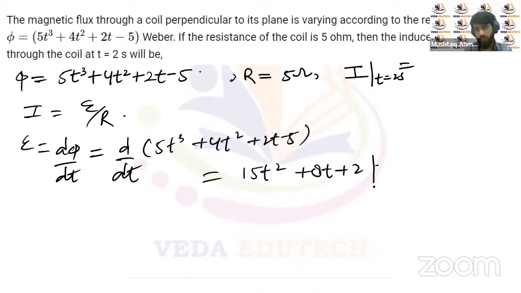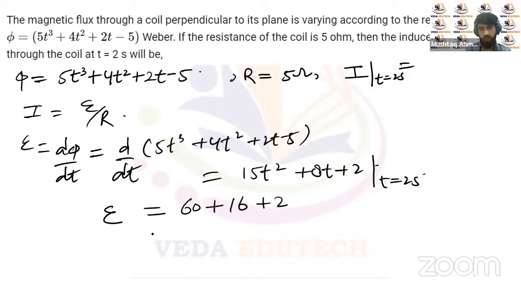Now we have to find the induced EMF at time t equal to 2 seconds. We can substitute the value of t here equal to 2 seconds. It has to be equal to 4 into 15, that will be 60, and this will be 16 here plus 2. It will be 78 volt. So this will be the amount of the induced EMF in this coil at time t equal to 2 seconds.